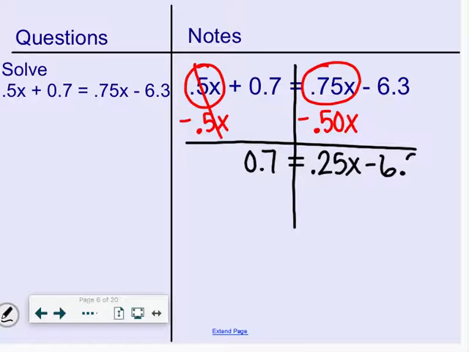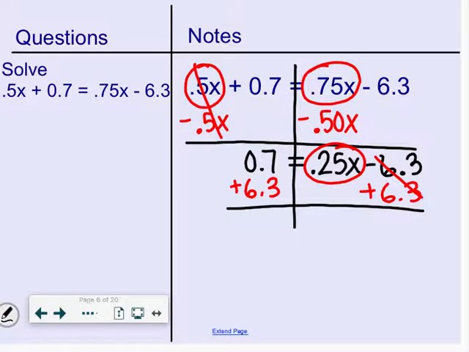So here is my resulting equation. Circle my variable, add 6.3 to cancel out the minus 6.3. So if I add 0.7 and 6 plus 6.3, I get 7.0, which is just 7. So 7 equals 0.25x.